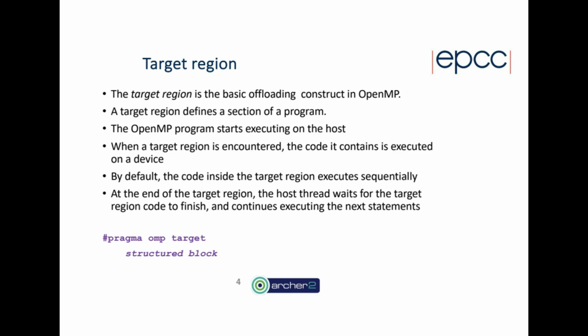And if we don't do anything else, then by default, the code inside the target region will just execute sequentially. The target directive by itself does not specify how parallelism is going to work on the device. It just does the offloading. It looks like hash pragma OMP target, or exclamation mark $OMP target, and then a structured block of code. And in Fortran, you'd have the end target as well.